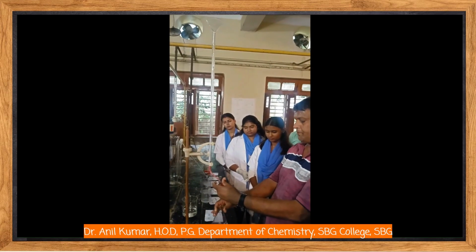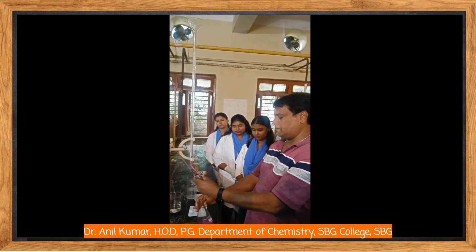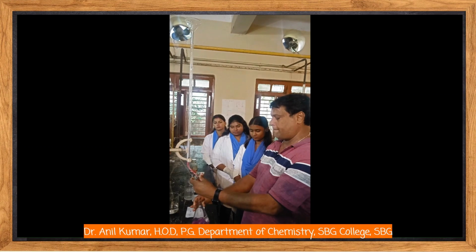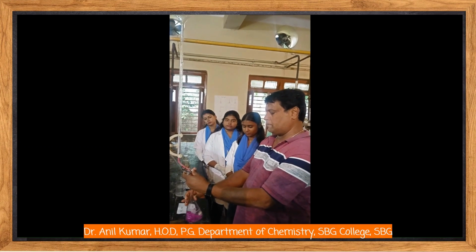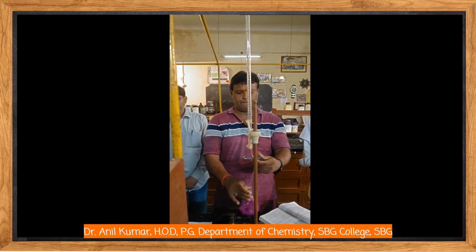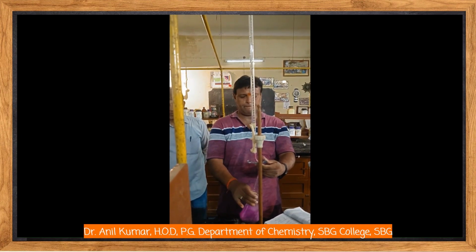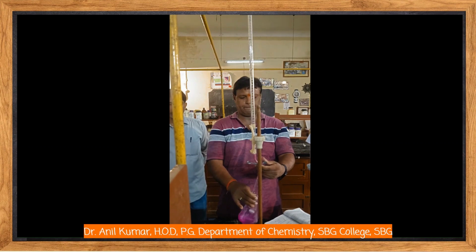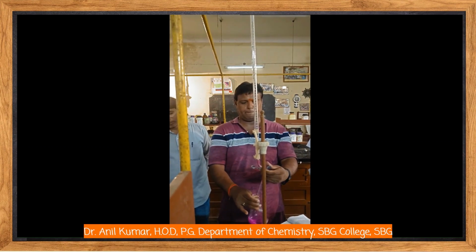What are the different procedures during the reaction? Number one, first of all, fill up the burette with standardized HCl solution. Number two, pipette out 10 ml of mixed alkali solution in a titrating flask. Number three, add 1-2 drops of phenolphthalein indicator in it, and then the solution becomes pink. Number four, titrate it against standard HCl solution contained in the burette. Number five, at the end point, the solution becomes colorless.